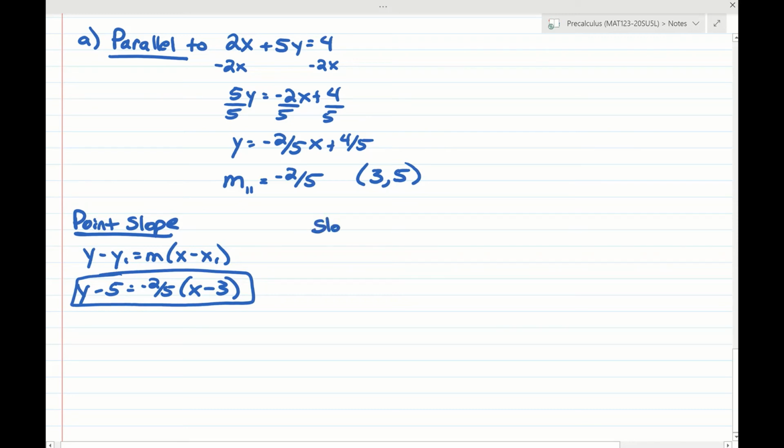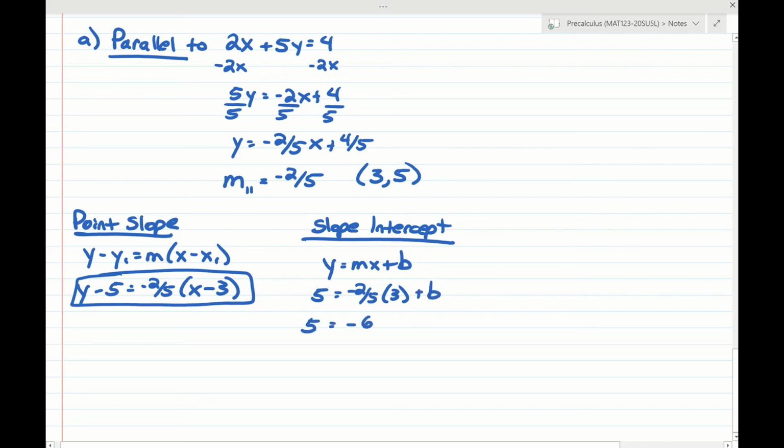For slope-intercept, we could solve for b if you want, or we could just rearrange point-slope, whatever you want to do. Generally, people solve for b. So we would get the y value of our point is equal to our slope times 3 plus b. So 5 would equal negative 6/5 plus b. 5 is the same thing as 25/5. So 25/5 plus 6/5 is 31/5. So another equation in slope-intercept would be y is equal to negative 6/5 x plus 31/5.